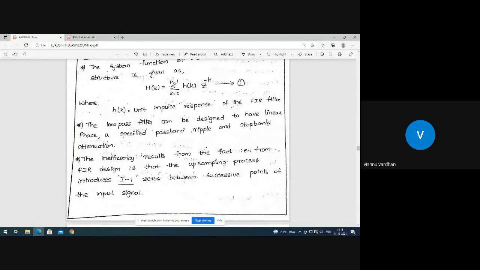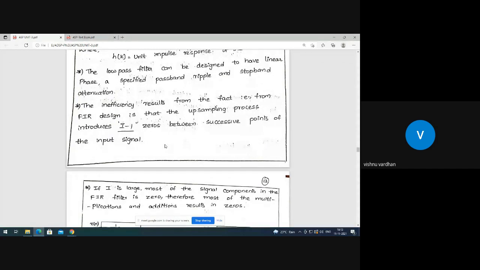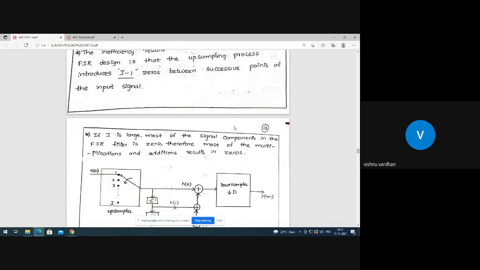The low pass filter can be designed to have linear phase. What it means? A specified pass band ripple and stop band attenuation. So you know that a low pass filter has a pass band followed by a stop band. The inefficiency results from the fact that in FIR design, the upsampling process introduces I minus 1 zeros between successive points of the input signal, as already discussed.